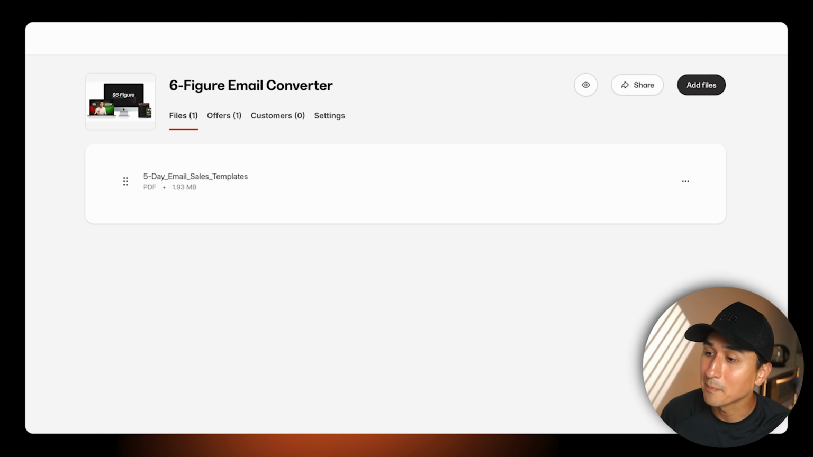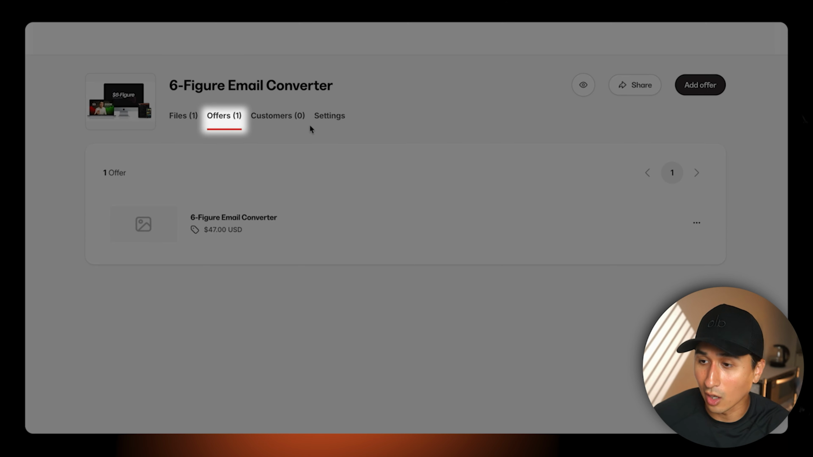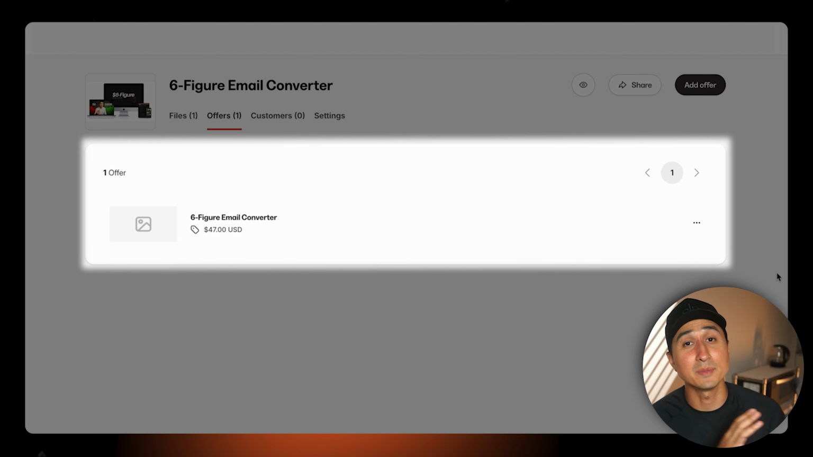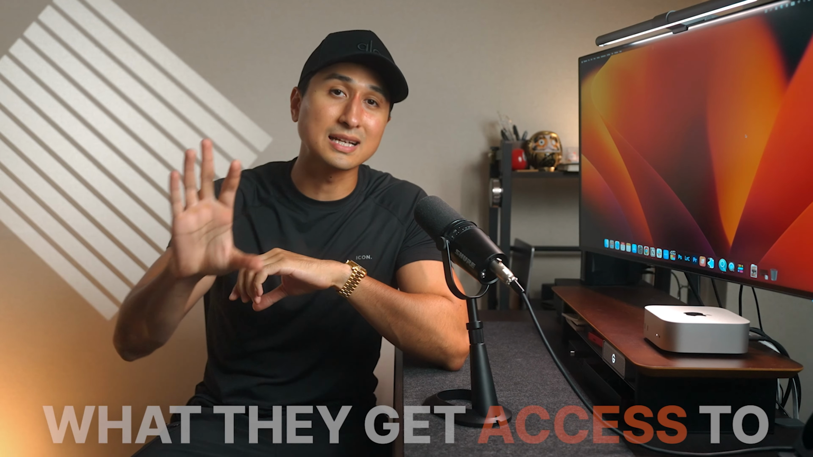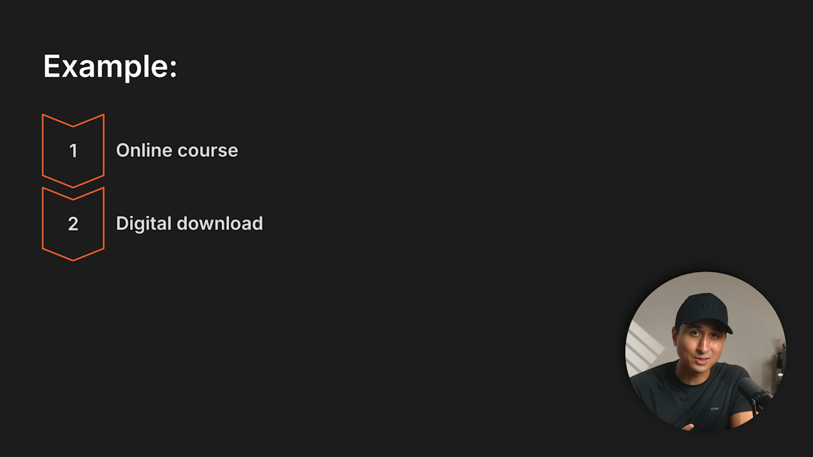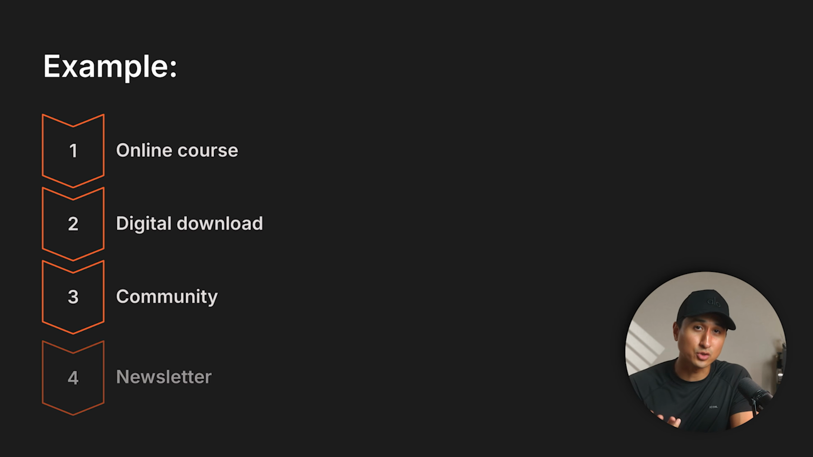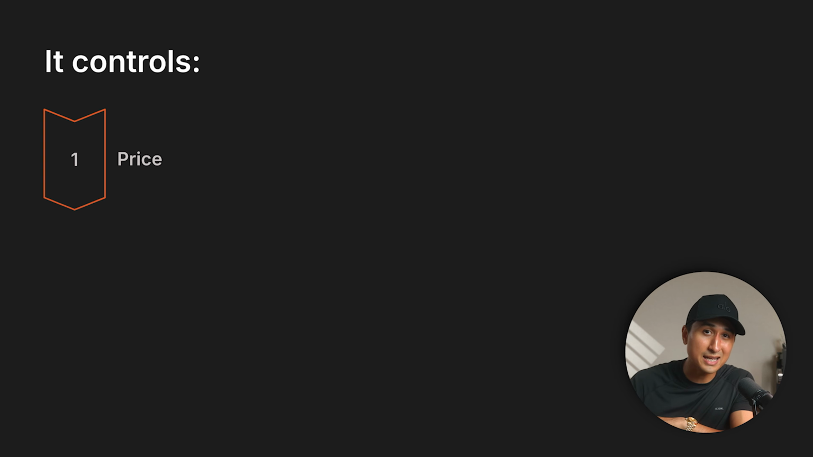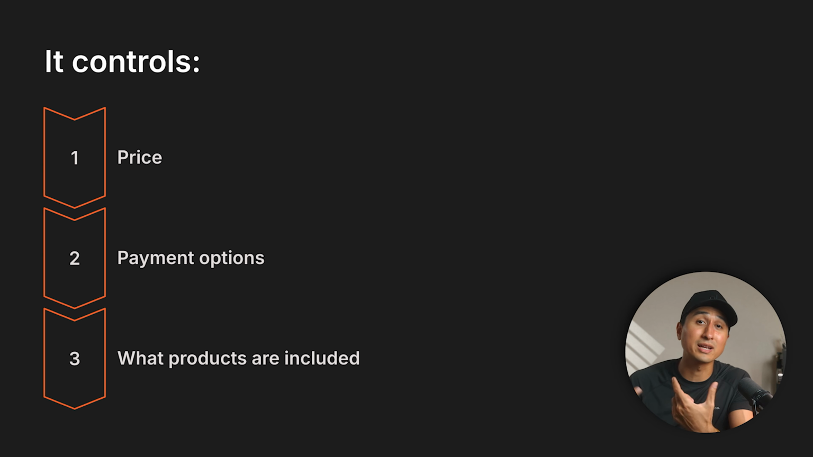Now from here, we can make some further adjustments by clicking the offer tab here and then clicking our product. And if you're unfamiliar with how Kajabi's offers and products work, basically a product is a thing your customer gets access to. For example, an online course, a digital download, a community, or even a newsletter. And then an offer is how they buy it. So it controls the price, payment options, and what products are included.